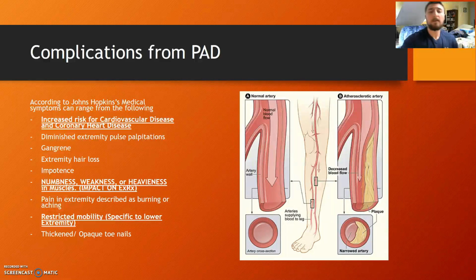Numbness, weakness, and heaviness in the muscles is highlighted because, yet again, that's going to really impact how our individual performs with exercise because they're not going to be able to supply oxygen to that working tissue as well as a non-blocked limb. The patient may experience pain in the extremity or a burning or aching, again from the lack of blood flow. They will have restricted mobility in that limb, and they may have thickened or opaque toenails.